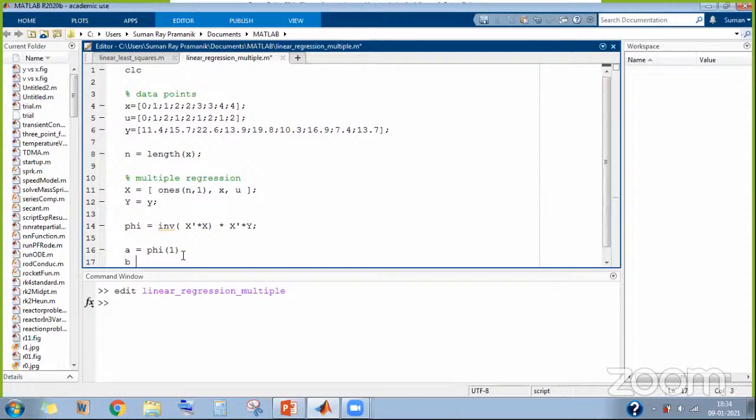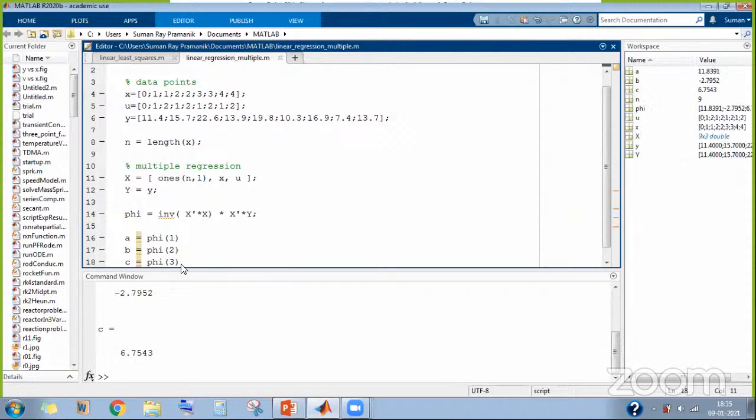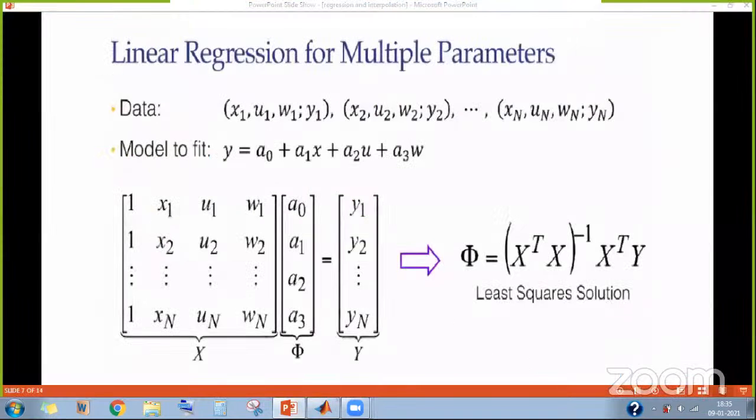So I'm not suppressing the output. I want to see the answers. Okay, so it's done. So for this question that we are seeing in the slide, we get A equals 11.8391, B equals minus 2.7952, and C equals 6.7543. So this is all for the multiple regression. Now let's clear this. Let's go back.